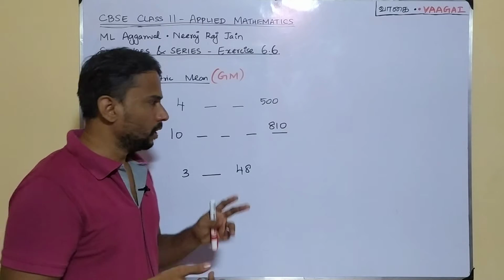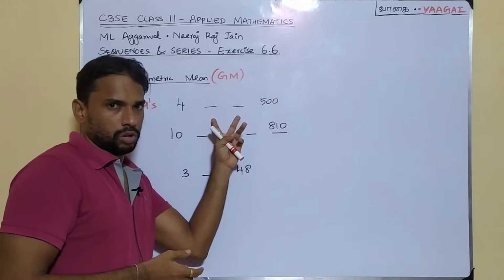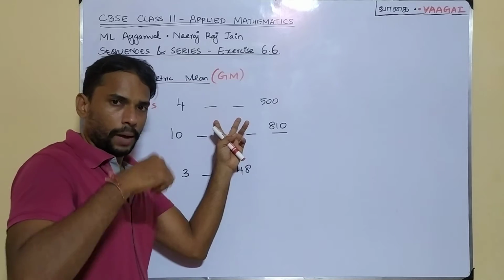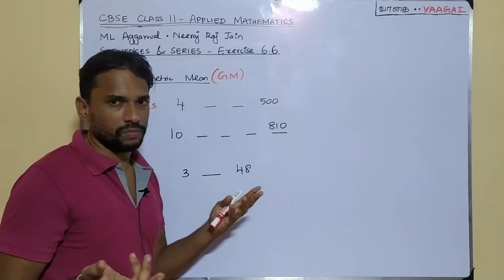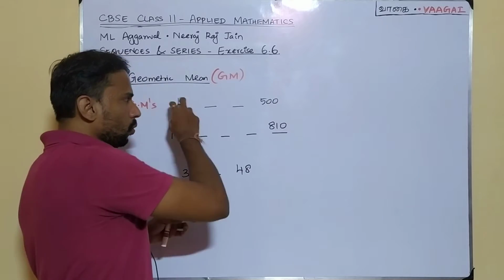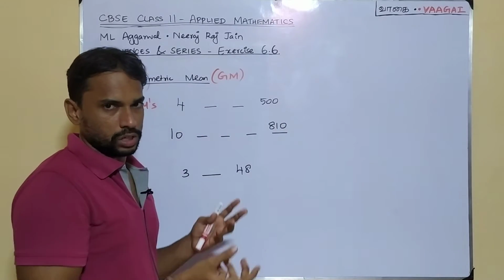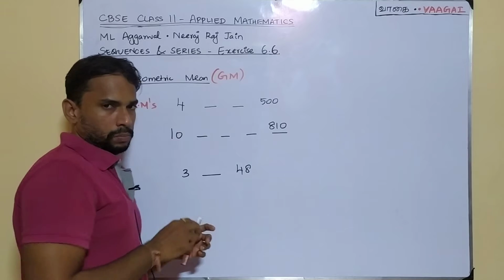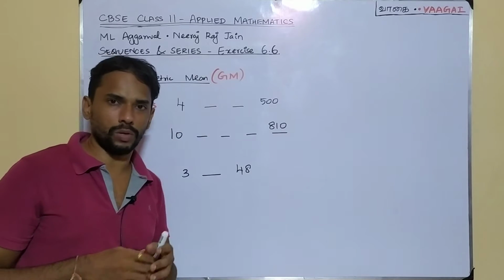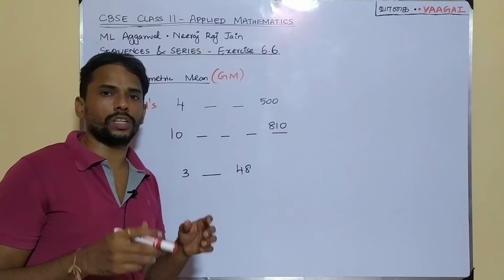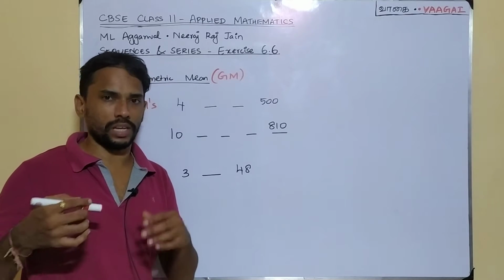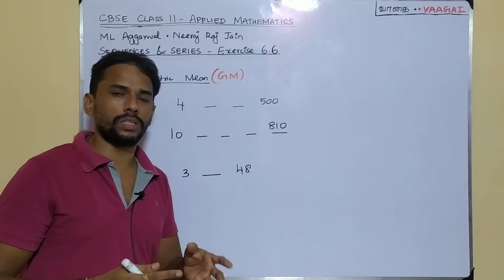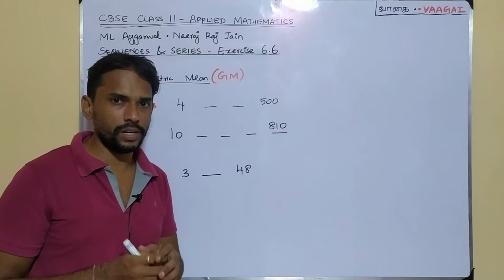Let me repeat. The numbers by which you fill these two slots should be such that the entire sequence becomes a geometric progression. Very simple idea. You just have to get a geometric progression, and in such a way you have to fill these two numbers. This is your question. So let us try to solve this question first, technically, with the help of the previous exercise methods and concepts.